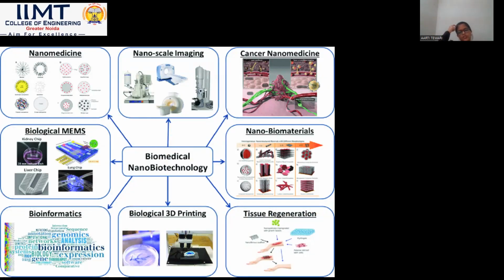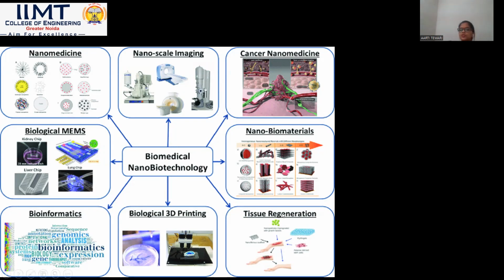We also use nanotechnology in biomedical applications. So we have nanomedicines. Okay, you have biological names. You can see that there is a kidney chip. This is a liver chip. This is a lung chip. Okay, so for all sorts of different organs, we are making chips. Then you have bioinformatics. Okay. You have biological 3D printing. Okay, so that is there.